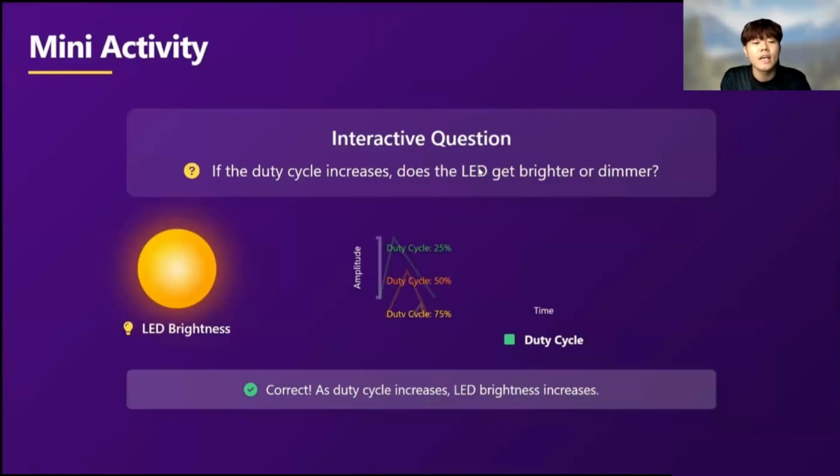Let's try a quick question. If the duty cycle increases, does the LED become brighter or dimmer? The answer is brighter, because more power is delivered during each cycle.